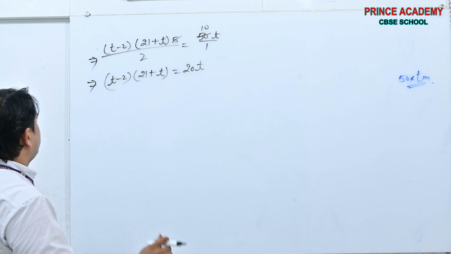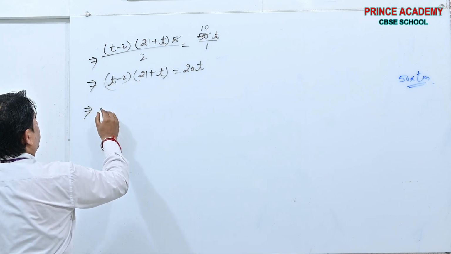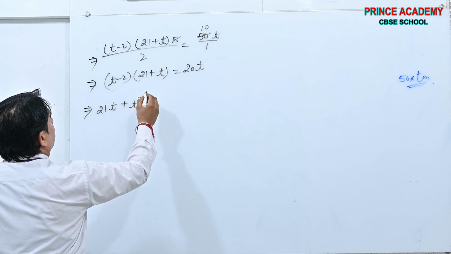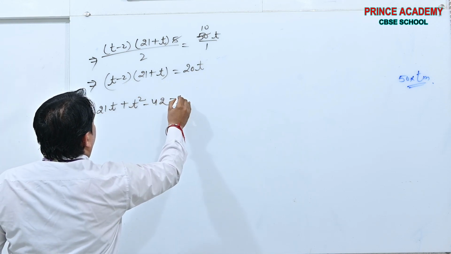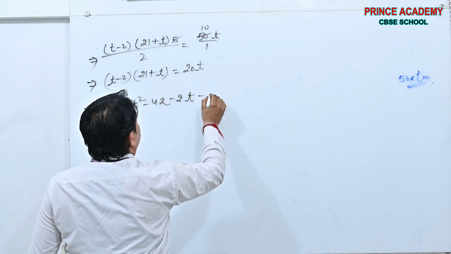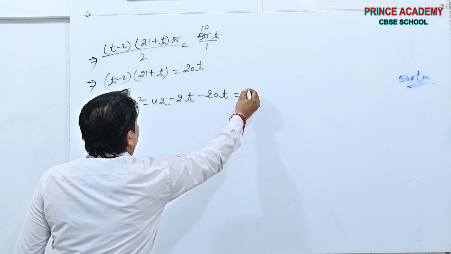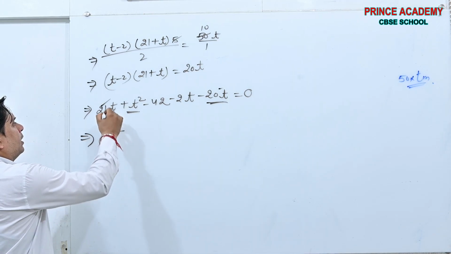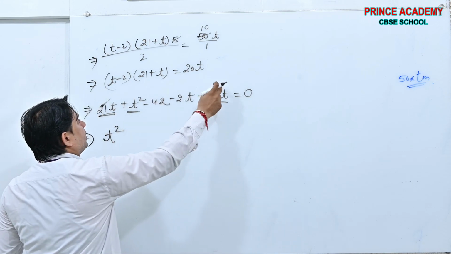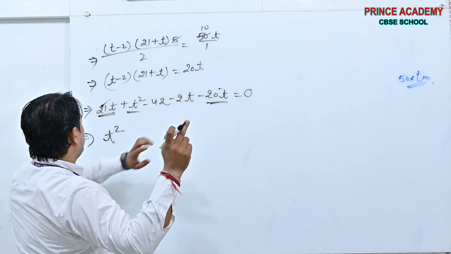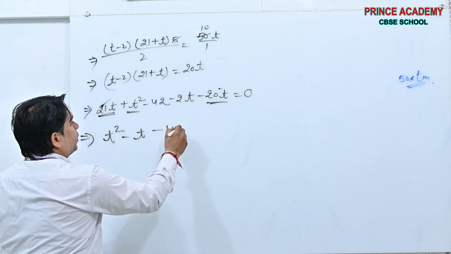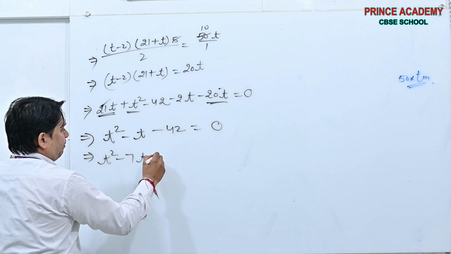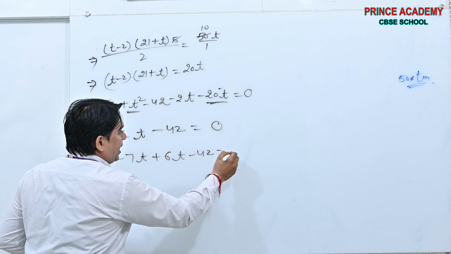Now see beta. From here, t into this, 21t. t into this plus t square, minus 42, minus 2t. Take this towards left. You will get, now see beta, t square, 20 minus 21 minus 2t, that is minus t, minus 42 is 0. t square minus 7t plus 6t minus 42 is 0.